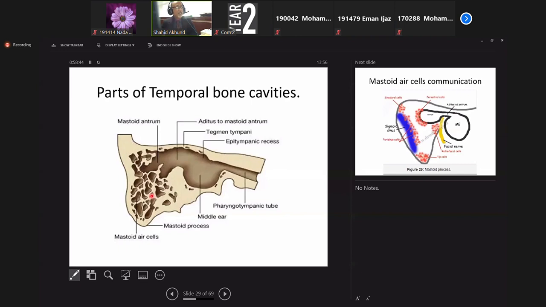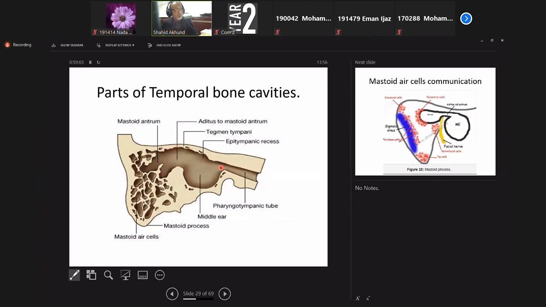Infant. Beautiful. Let's look at this bone there. Okay, it's a temporal bone, different parts. You see the middle ear space there, and we have this pterygotympanic or pharyngotympanic or eustachian tube. This is the auditus, and this is the area of the mastoid antrum.